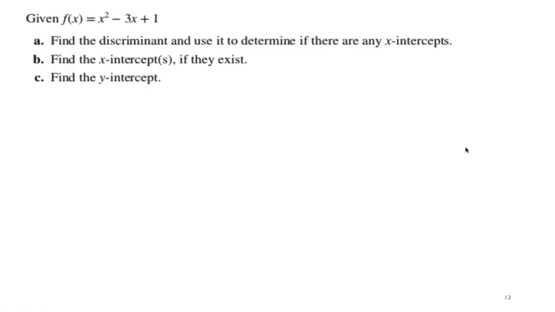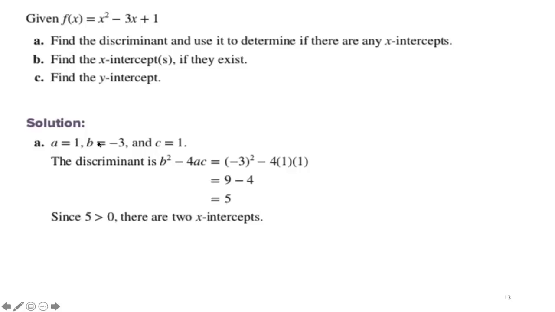Okay, so here's a function which is a quadratic function. It has that parabola shape. So we want to talk about how to find the discriminant and how to find the x-intercepts as well as the y-intercepts. So A is 1, B is -3, and C is 1. So the discriminant is positive.